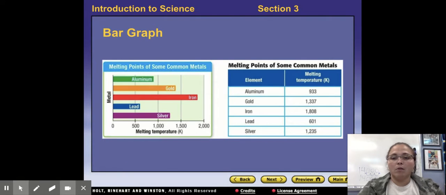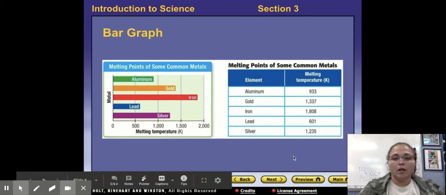So here's an example of a bar graph, melting points of common metals, and you can just very quickly look and see iron has the highest melting point, lead has the lowest melting point. Much quicker than if you were reading the data table.